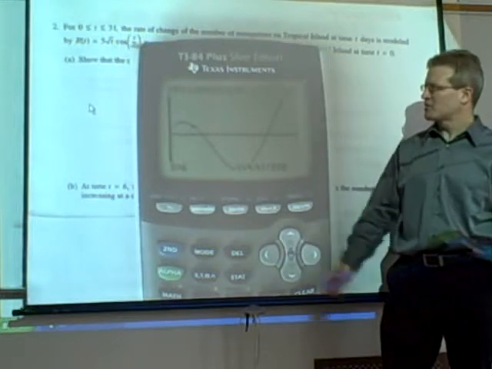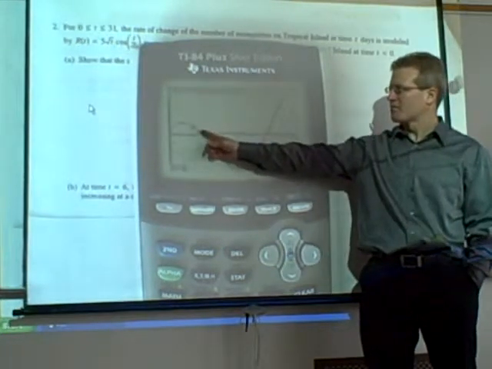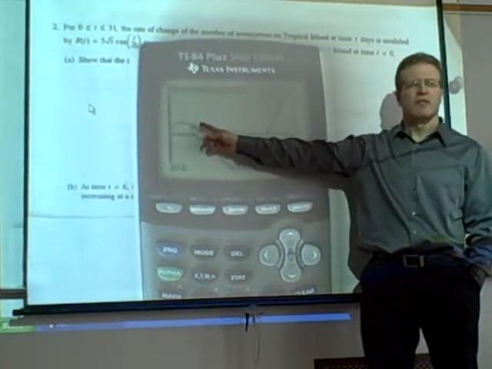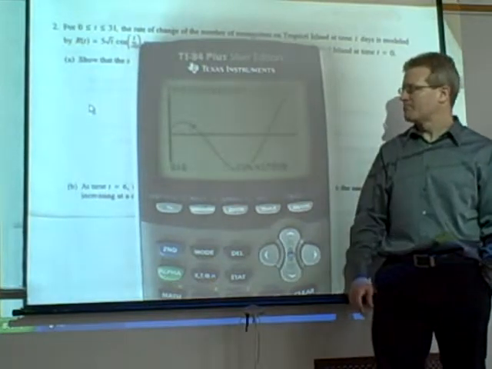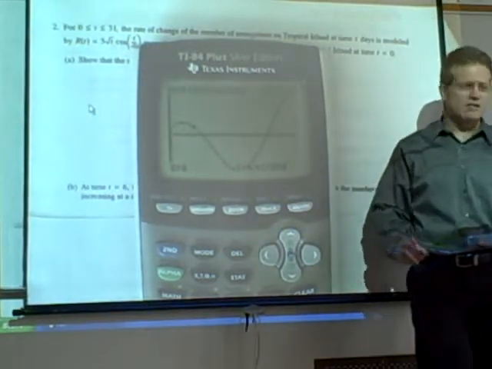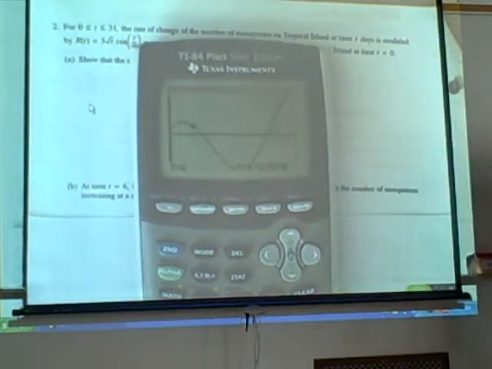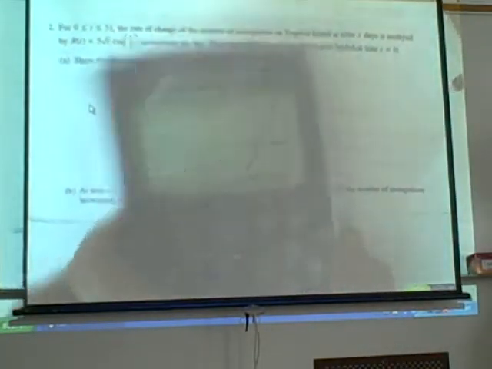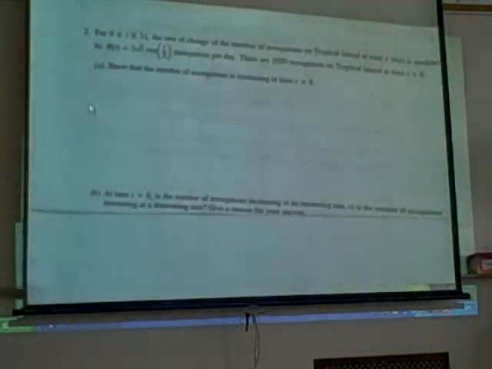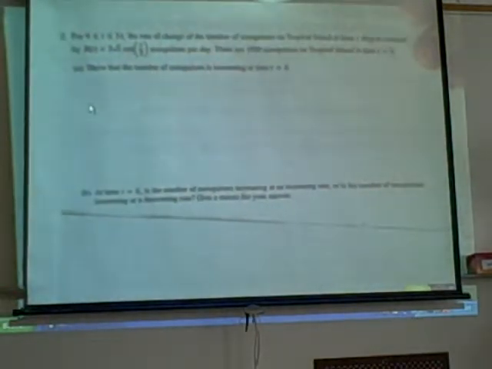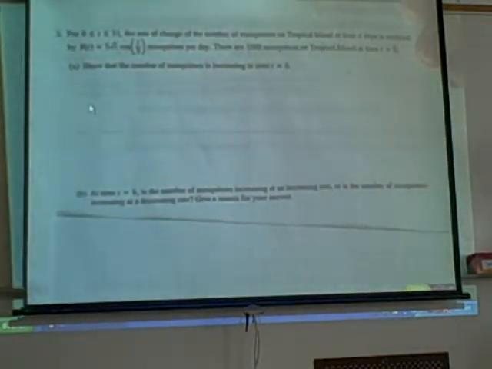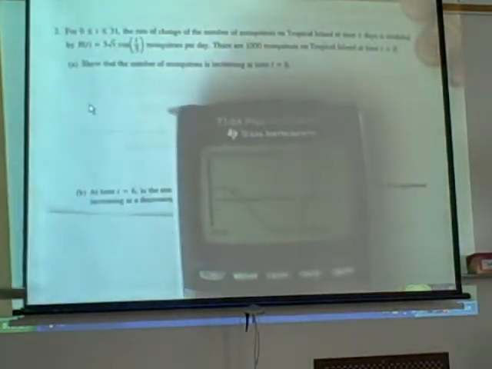Now that might seem confusing because we see negative slope here. Okay? Negative slope, though, means something different. And that's what the next question is. The next question, I'm going to move my calculator just for a second, says, at time t equals 6, the number of mosquitoes increases. Is the number of mosquitoes increasing at an increasing rate, or increasing at a decreasing rate? Give a reason for your answer.